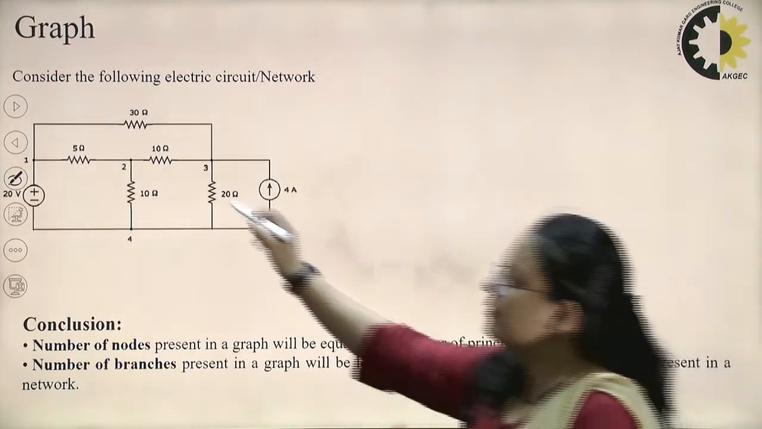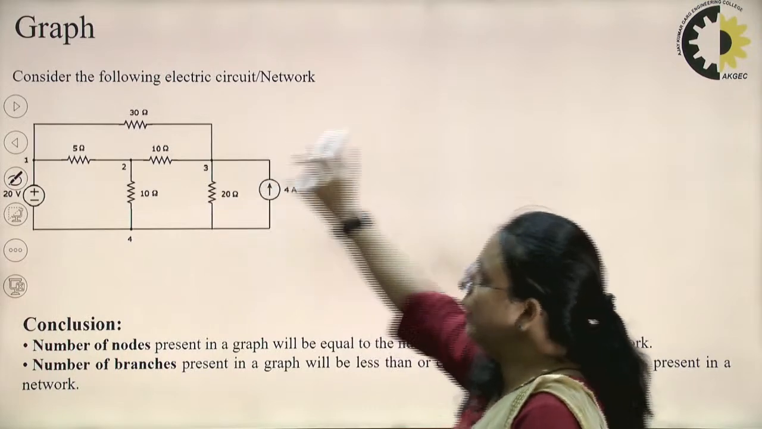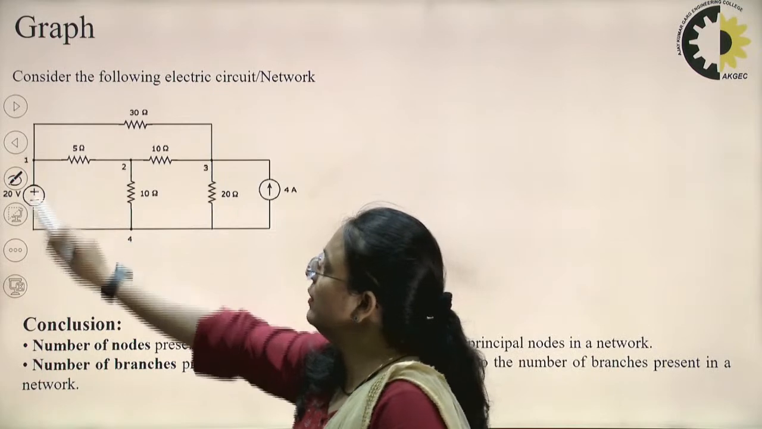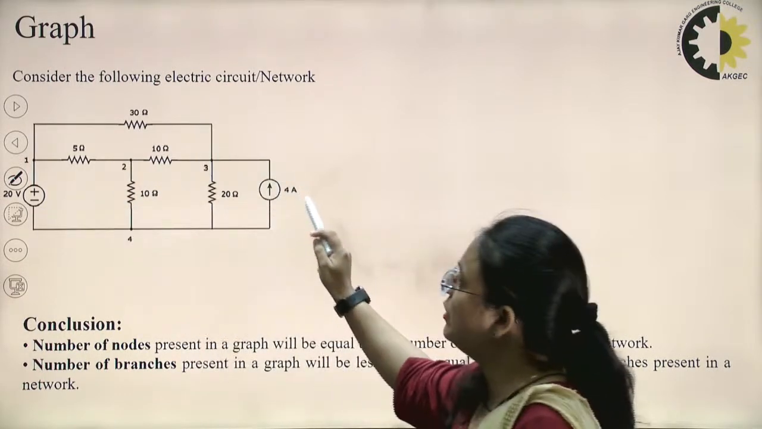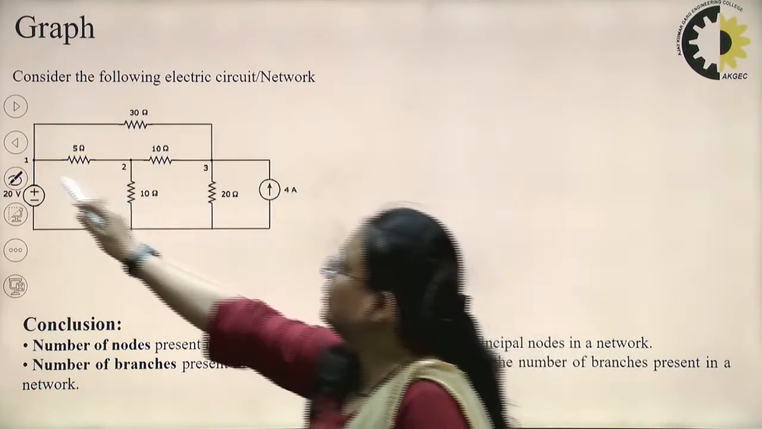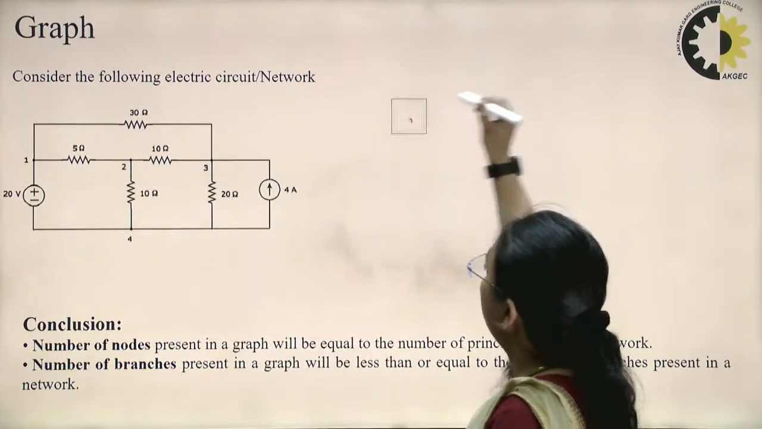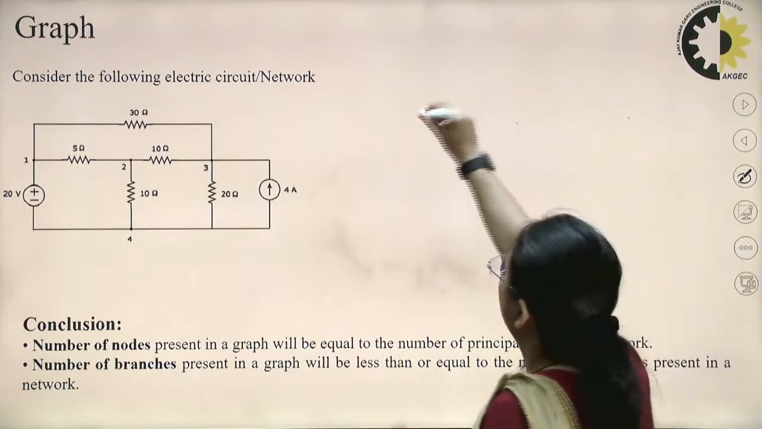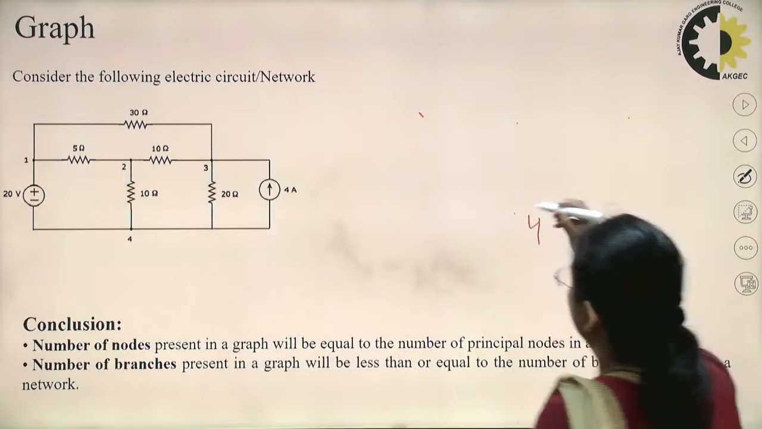So here I have taken one network to draw its graph, right? You can see this network has one voltage source, one current source, and 1, 2, 3, 4, 5 resistors, right? And it is shown here that 1, 2, 3, 4 nodes are taken. So first of all I will draw the nodes, 1, 2, 3, and this is the 4th node, which is a ground node, right?